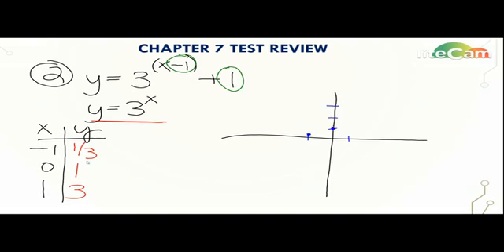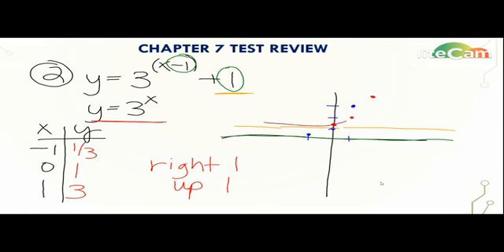If I go plot these points right here, I'm going to take the points and I'm going to shift them. Remember that you have an asymptote of y equals 0 right here, but the asymptote's going to change because you're going to shift everything up 1. So now your asymptote's going to be at y equals 1. Okay, now I'm going to shift the points right 1 and up 1. So that one shifts there, this one shifts to right here, and this one shifts to here. And now I'm going to draw my exponential graph, making sure that I don't cross the new asymptote.